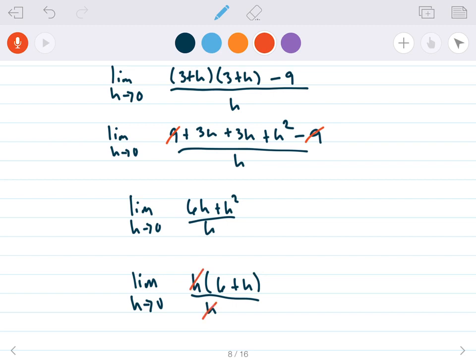These guys cancel out, and now I'm free to plug in 0 for h because there's no more denominator, no more problems. So 6 is my answer. That's my limit.